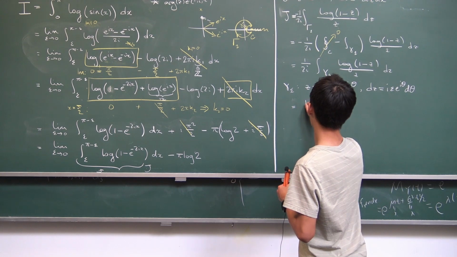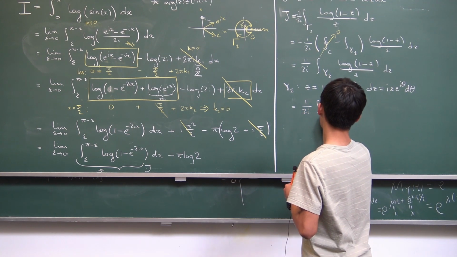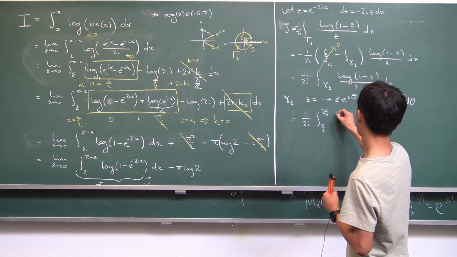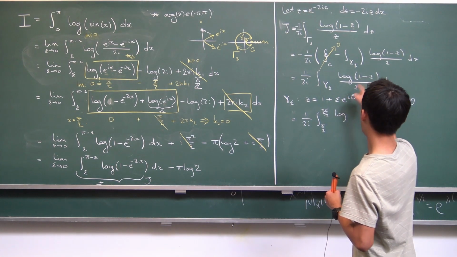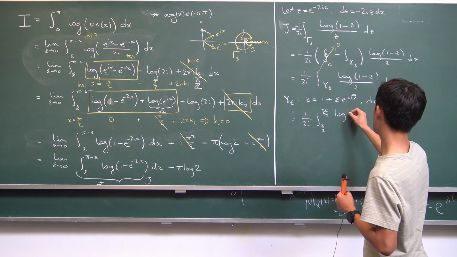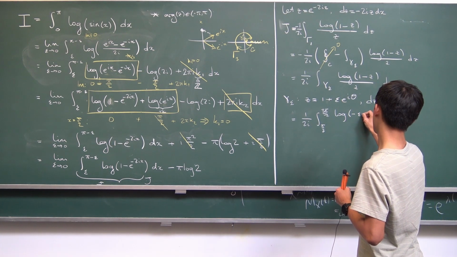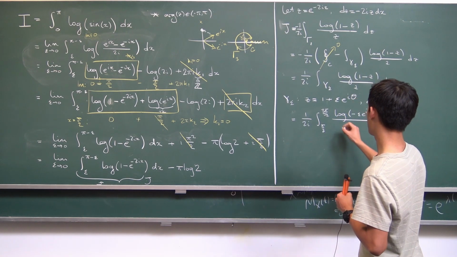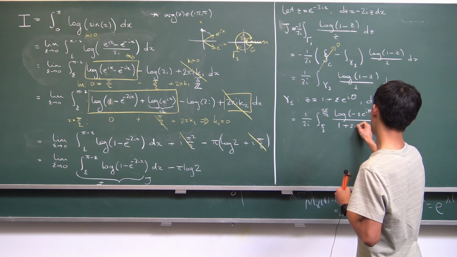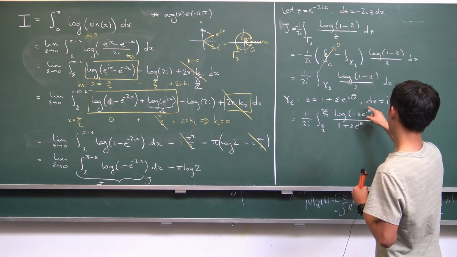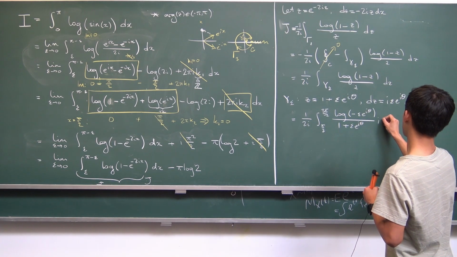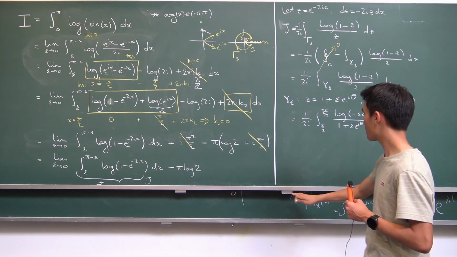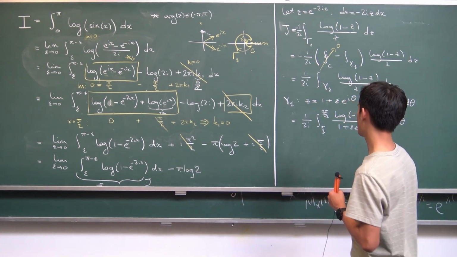We get 1 over 2i integral from pi on 2 all the way up to 3 pi on 2, and then we have the logarithm of 1 minus this stuff over here, which is just going to be negative epsilon e to the i theta, and then we have divided by, what's z going to be? Well, it's just going to be 1 plus epsilon e to the i theta, and then dz is just going to be i times epsilon e to the i theta, and then d theta. Now we wanted to show this guy goes to 0, so we need to estimate it.